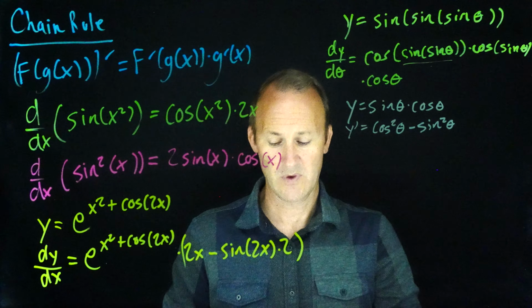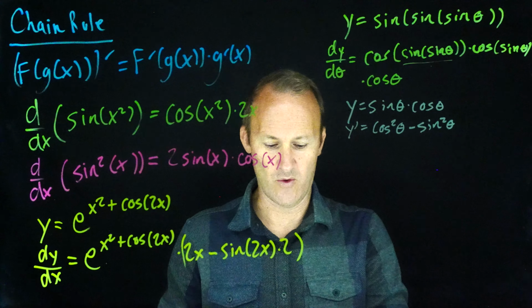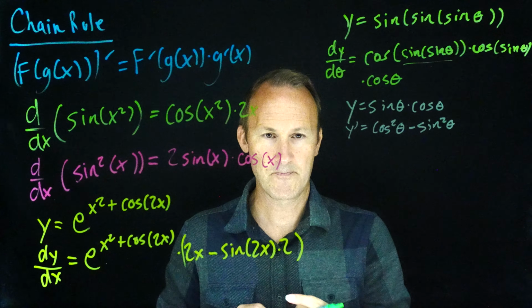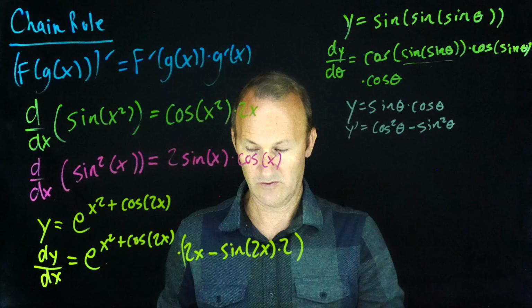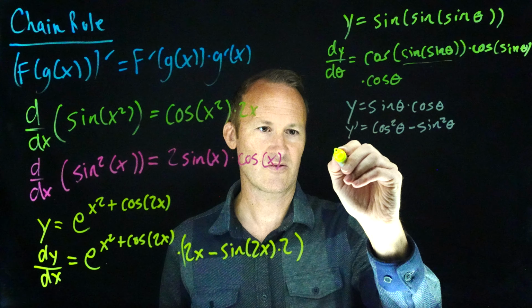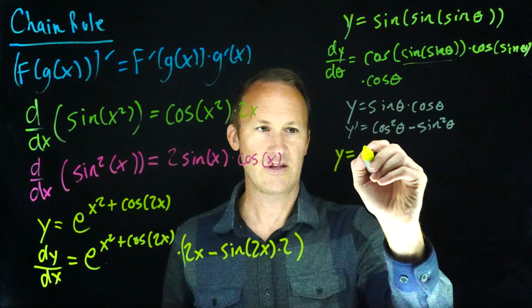Pretty cool. Now, I do want to go over one more piece. Let's just look at a simple one here, and let's consider something a little easier than this one. Let's just look at y equals e to the x squared.